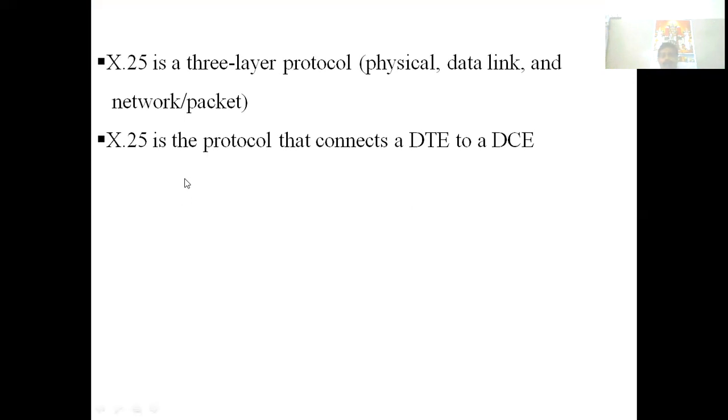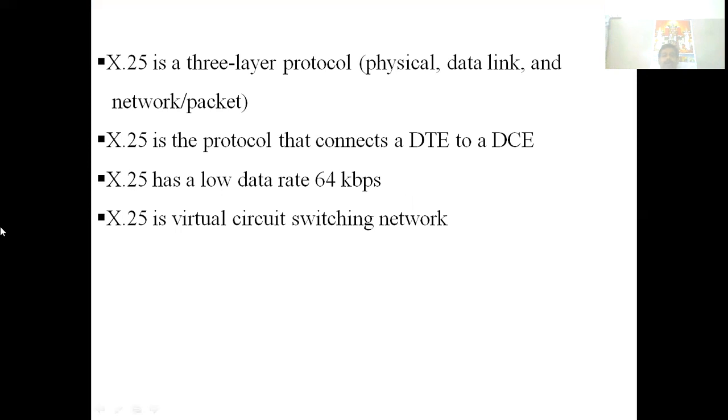So X.25 is a protocol that connects DTE, that is data terminating equipment, to data circuit terminating equipment. This X.25 has a low data rate of 64 kilobits per second. What is the data rate of X.25? 64 kilobits per second. This X.25 is a virtual circuit switching network. What type of network is X.25? It is a virtual circuit switching network.